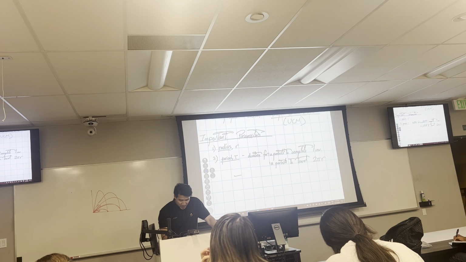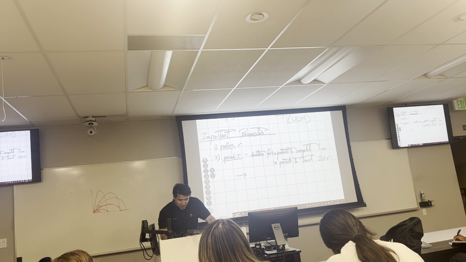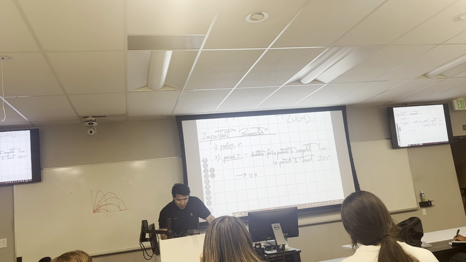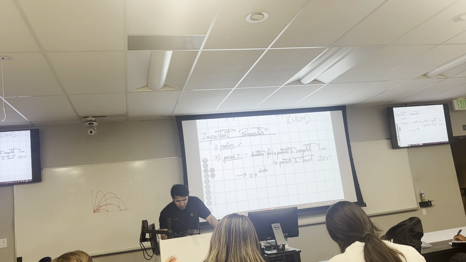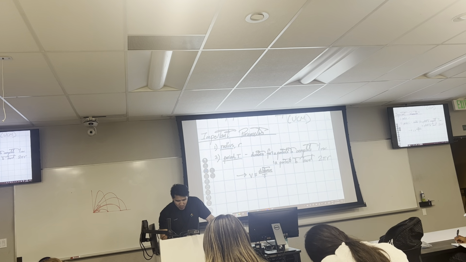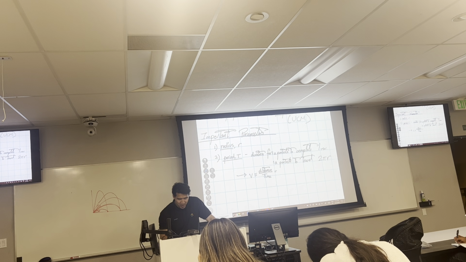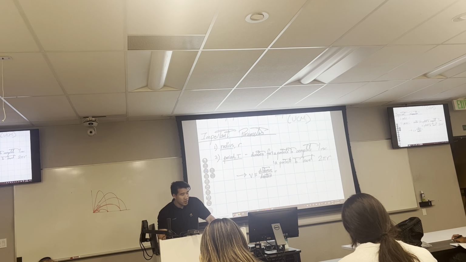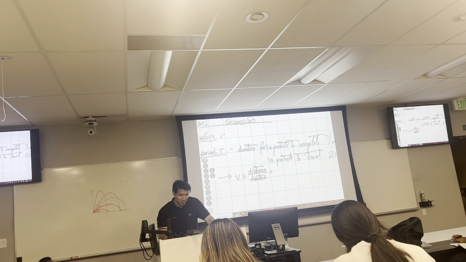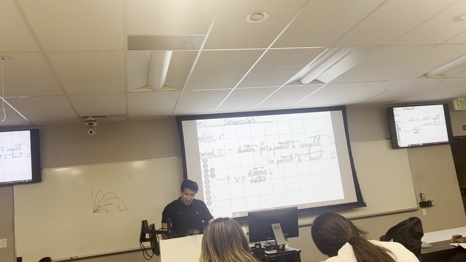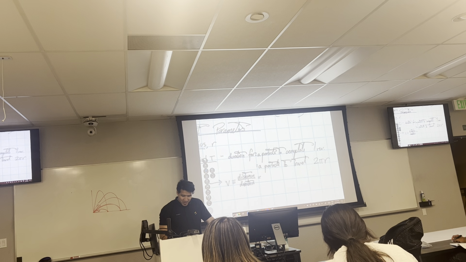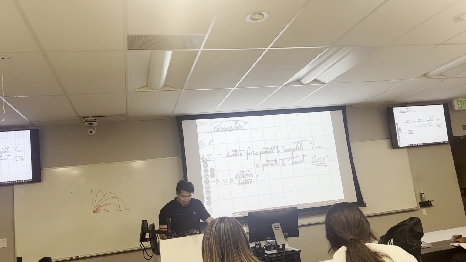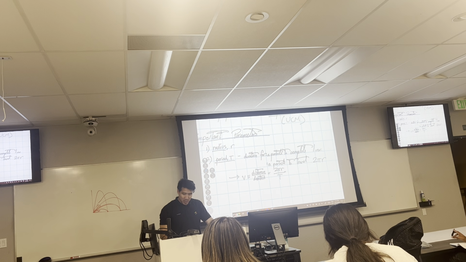So remember what the definition of speed is. V is defined as distance over time, or not time, duration. Hopefully this rings a bell. Speed is distance over duration. What distance is it traveling in a period? It is 2 pi r. So the speed is 2 pi r over the period T.